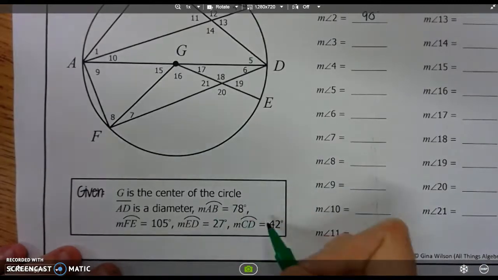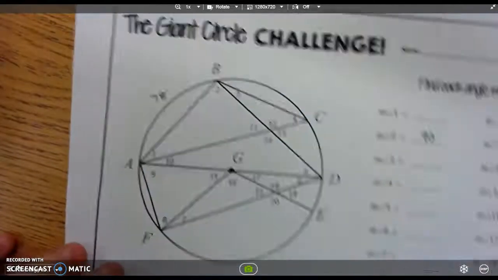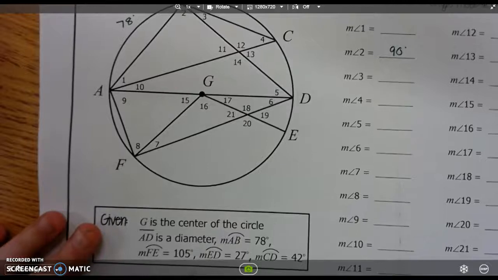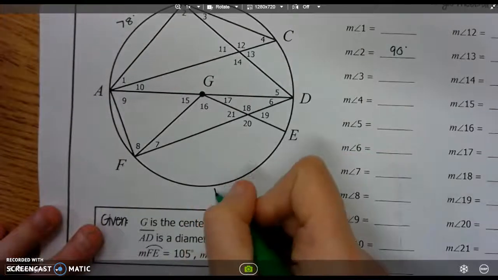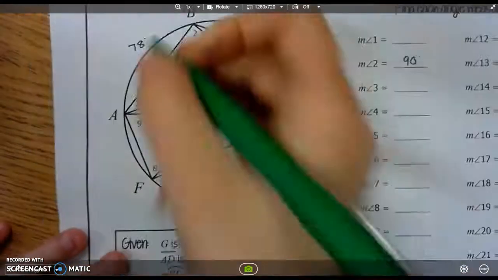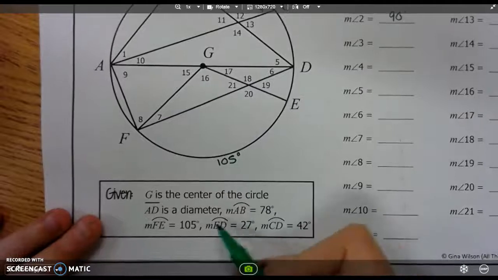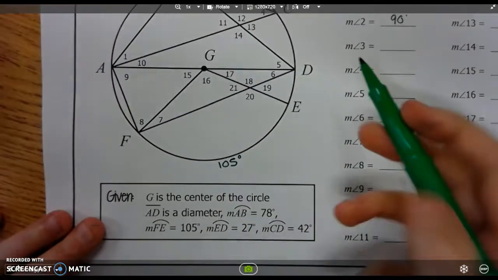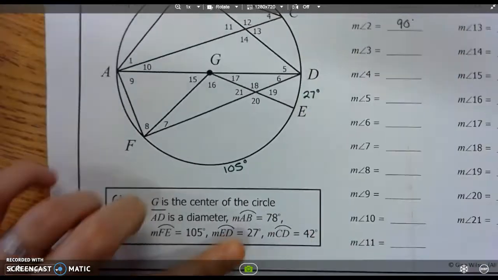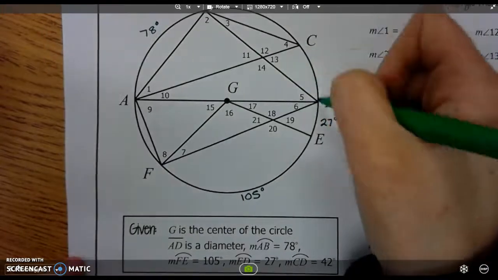AB, the arc is 78, so I'm going to mark everything, and you should mark everything too, because it's going to make it a whole lot easier. FE is 105. So really what we should be doing anytime we have a word problem is drawing, right? ED is 27. And CD is 42.